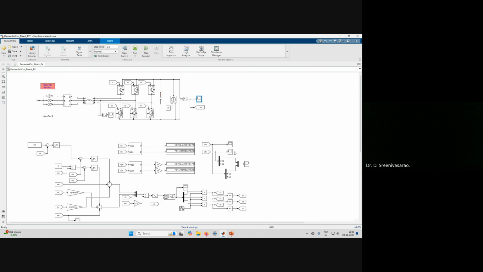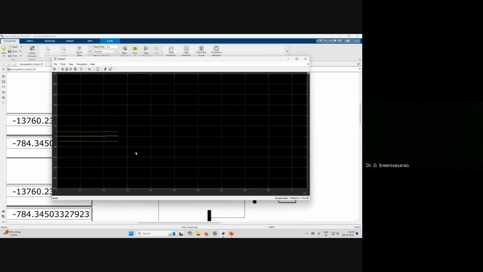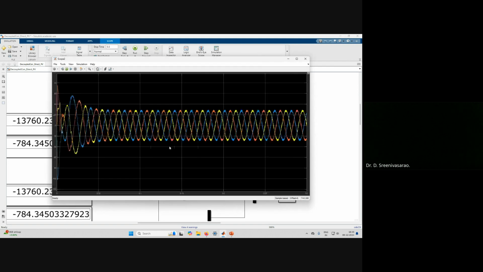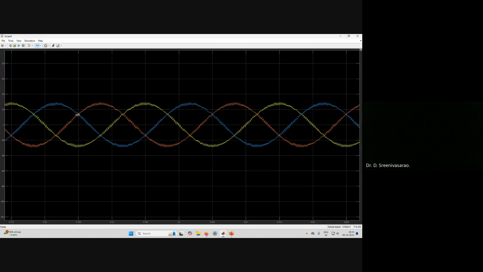Right? So source currents, you can see here, this is the source currents or the grid side currents. You can see the grid side currents are sinusoidal. Some small switching is there, so we can slightly increase the inductor size, or else we can slightly increase the PWM frequency, so that will suppress these ripples.